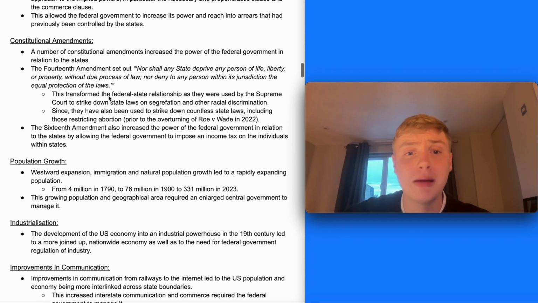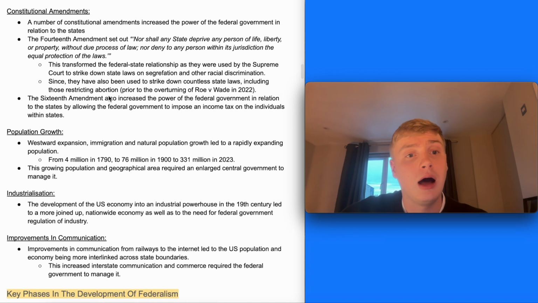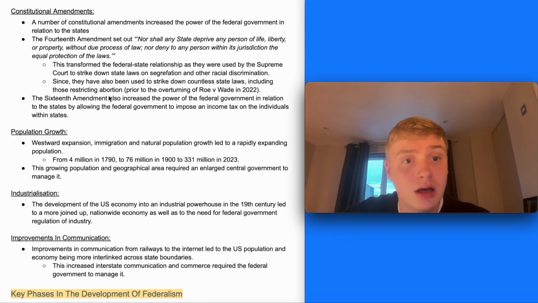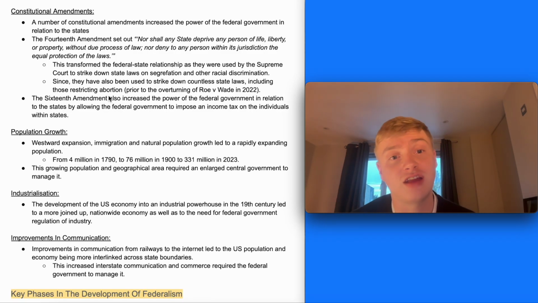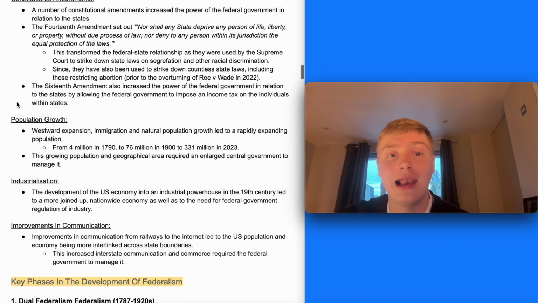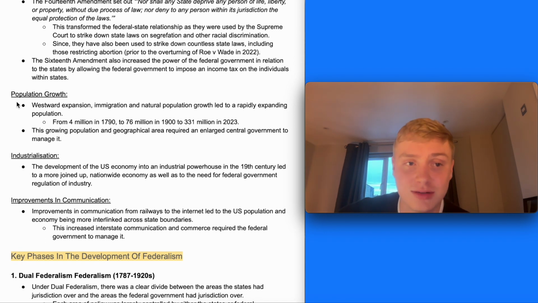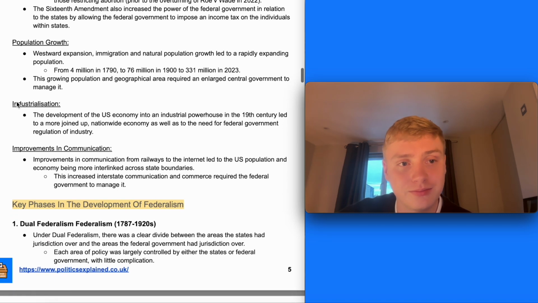A number of constitutional amendments were also really important. For example, the 14th Amendment, which transformed the federal-state relationship, as it was used by the Supreme Court to strike down state laws on segregation and other racial discrimination. And it has also been used to strike down countless state laws, including those restricting abortion. This was prior to the overturning of Roe v. Wade. And the 16th Amendment also increased the power of the federal government in relation to the states by allowing the federal government to impose an income tax on individuals within states.